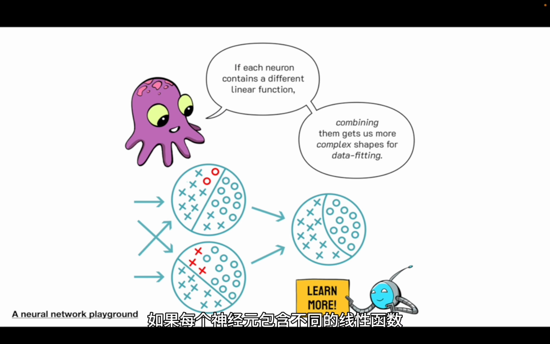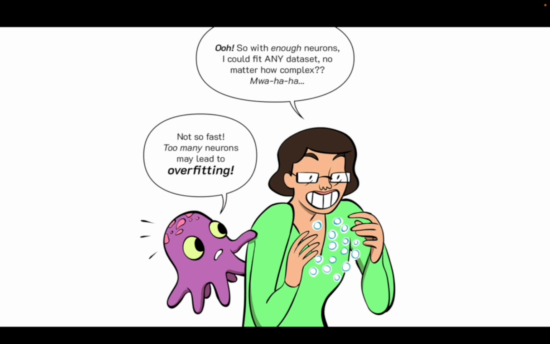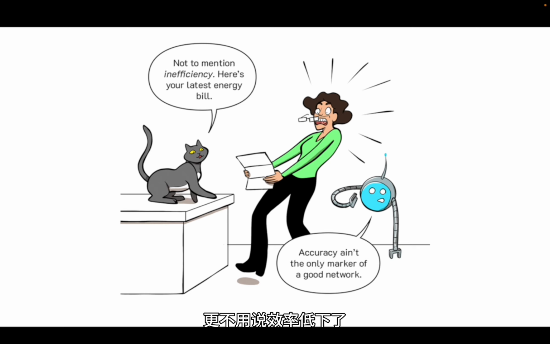If each neuron contains a different linear function, combining them gets us more complex shapes for data fitting. Ooh, so with enough neurons I could fit any dataset no matter how complex? Wahaha! Not so fast. Too many neurons may lead to overfitting. Not to mention inefficiency. Here's your latest energy bill. Accuracy ain't the only marker of a good network.